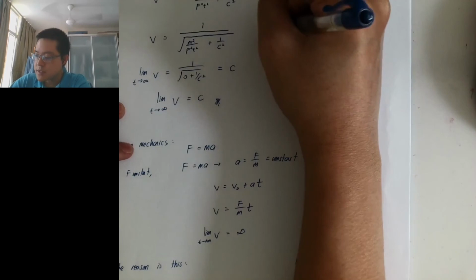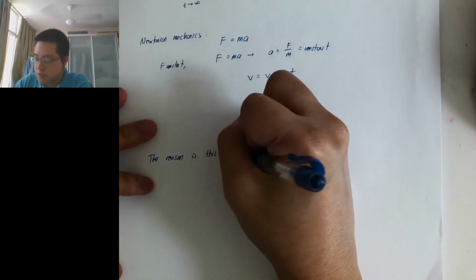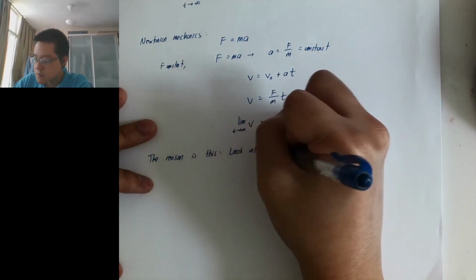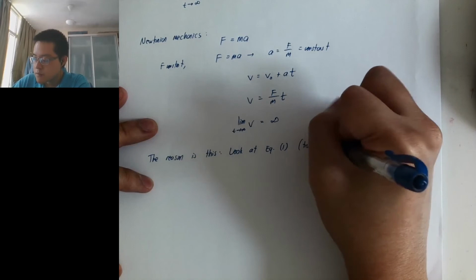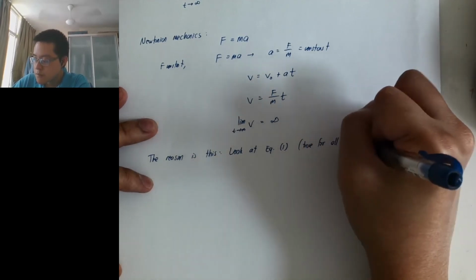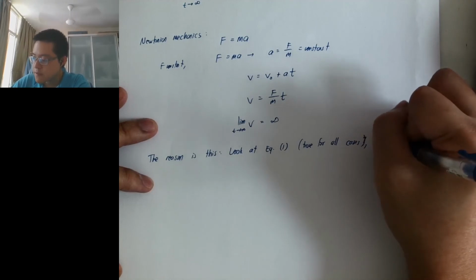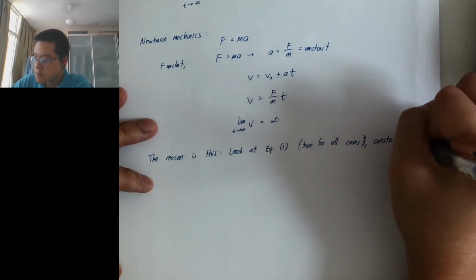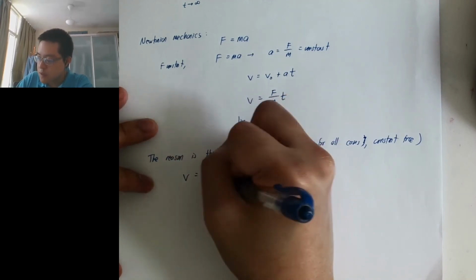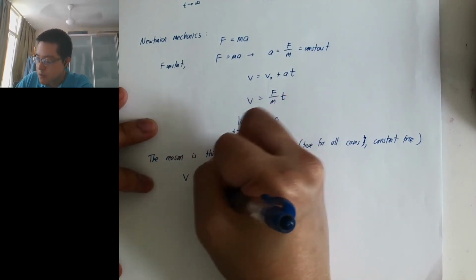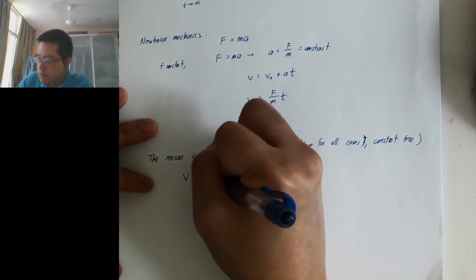So let's call this equation 1, right? This is the relativity equation. Okay, so look at equation 1. Equation 1 is true for relativity, in all cases for constant force. So my v is 1 over the square root of m squared over f squared t squared plus 1 over c squared.